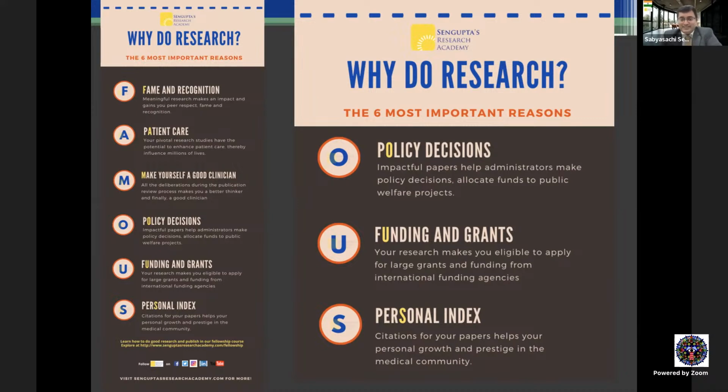And of course, S is for the personal index, which really means how much impact you are having, right? In other words, it means citations. If your papers are having a lot of citations, that means it is influencing a lot of other people after the paper is published.